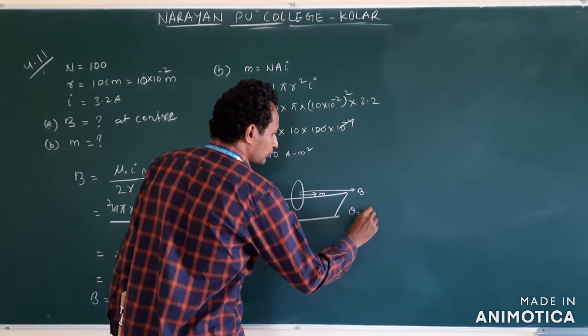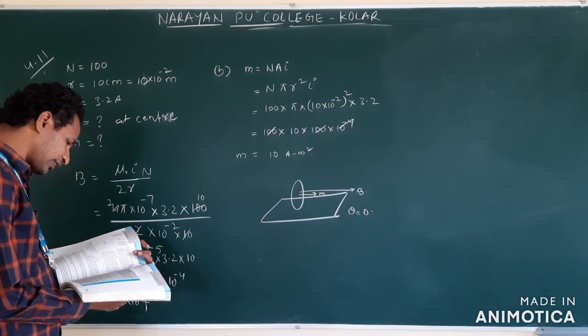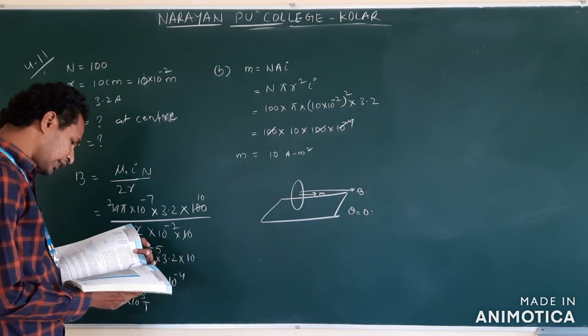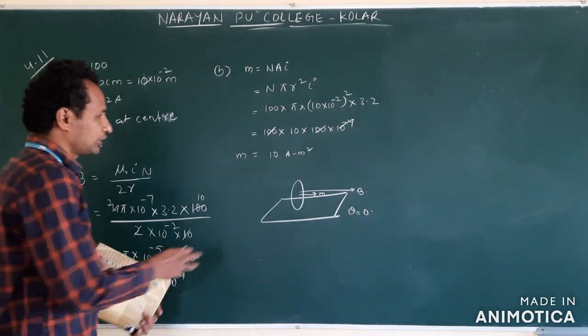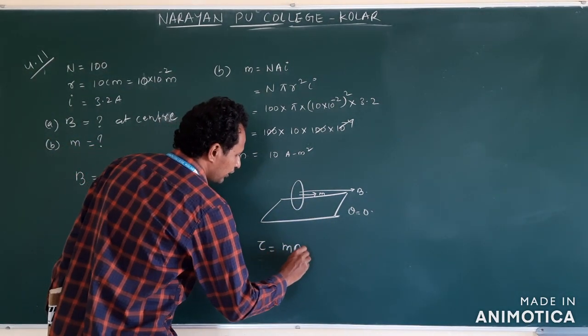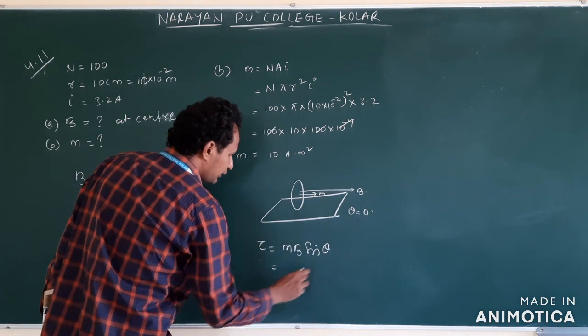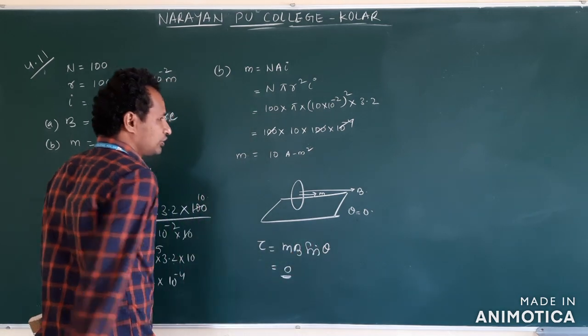Clear? Now, what is the angle between field and magnetic moment? Theta is equal to 0. In this case, what did they ask? The initial task, the initial position. So tau is equal to mB sin theta. Theta is 0, so torque is 0.